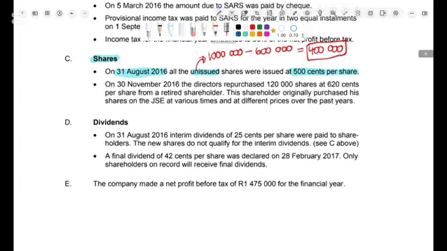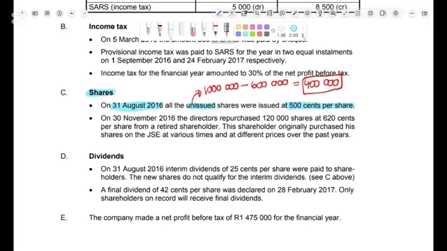Then we need to go and look at the repurchasing, right? We need to go and look at the buyback. So on the 30th of November 2016, right, the directors decided to repurchase 120,000 shares at 6 rand 20 cents, right? Then all the other information is just about why they bought back those shares.